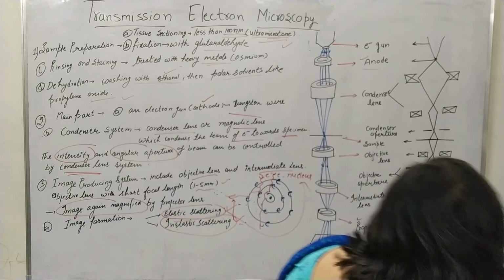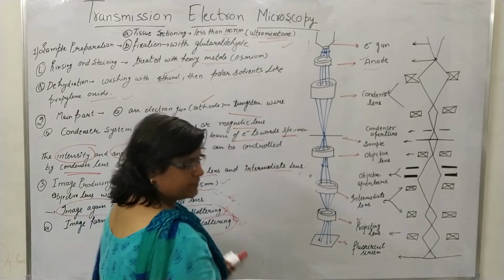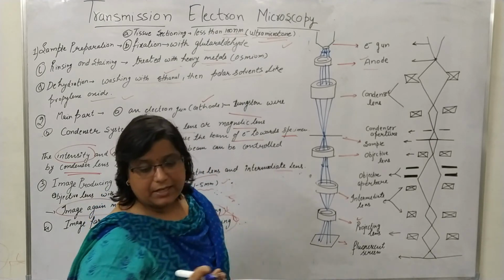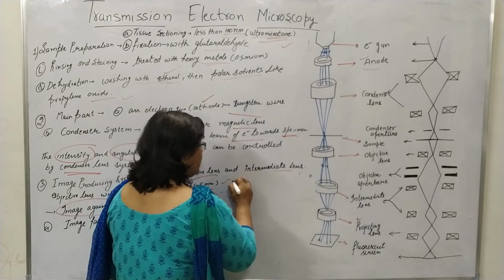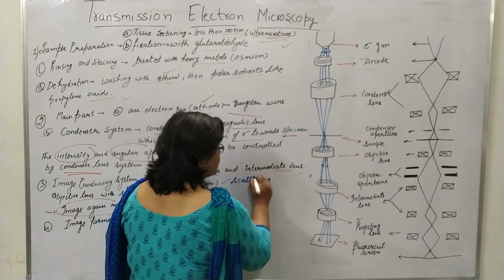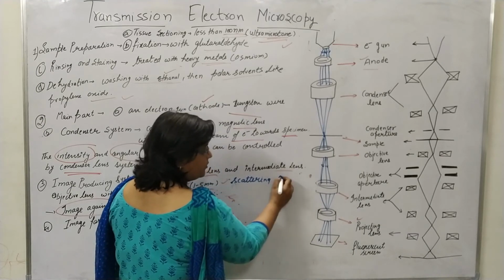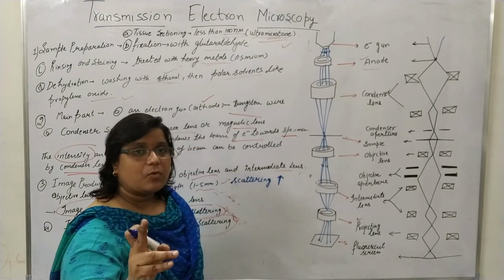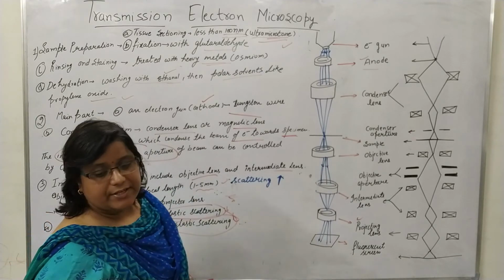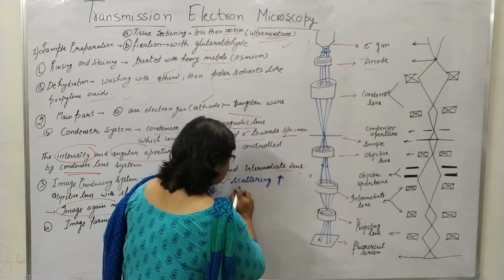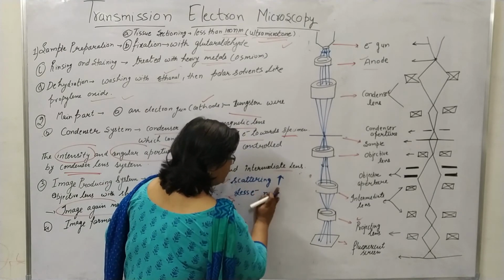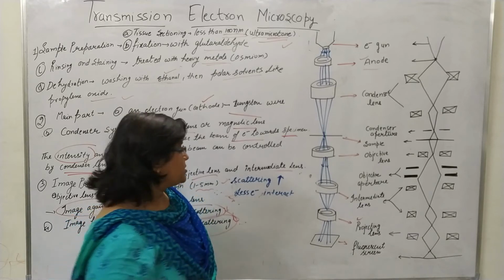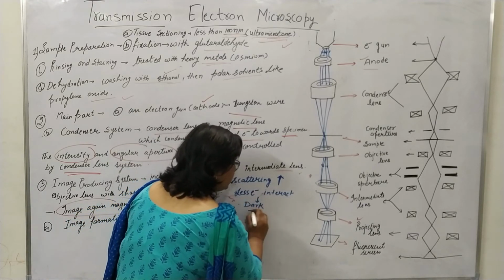Now, after the scattering, these transmitted electrons, with the help of the objective lens, intermediate lens and projecting lens, move towards the fluorescent screen. Suppose the scattering is more. I have shown it with this diagram symbol. Scattering is more in inelastic scattering. So if the scattering is more, fewer electrons reach the screen, and at that place, where fewer electrons interact, the image will be dark.